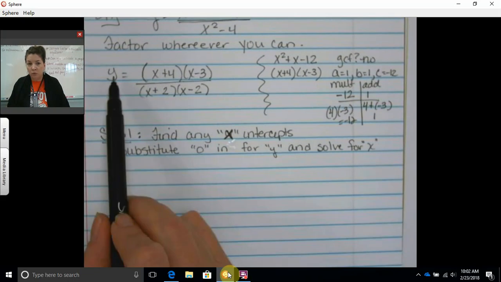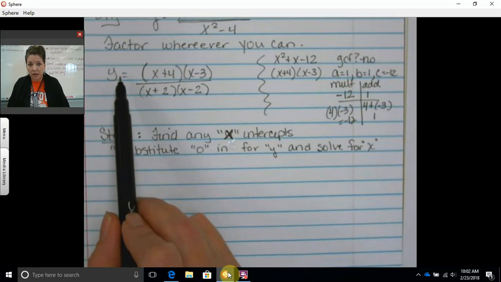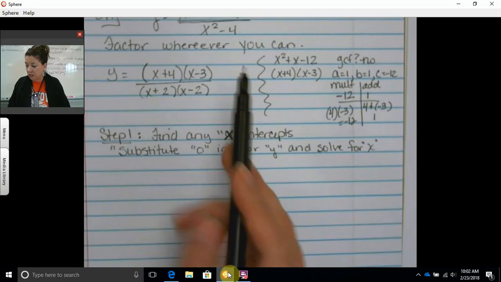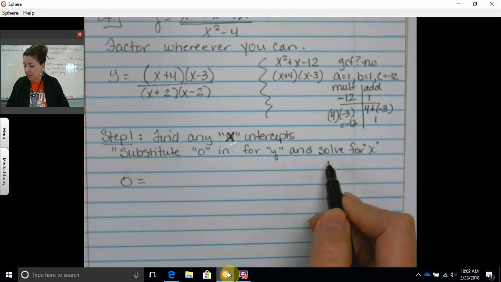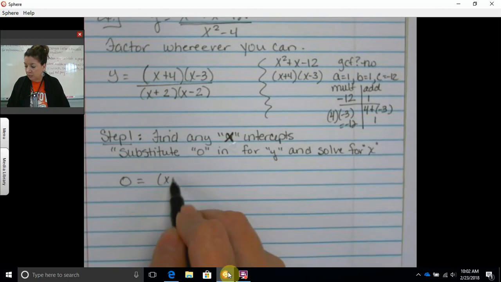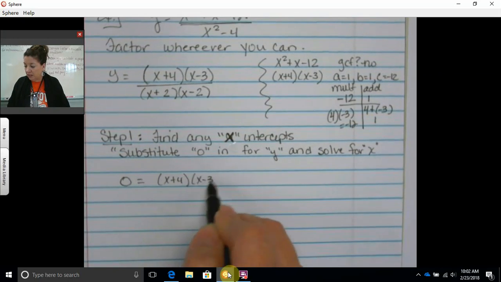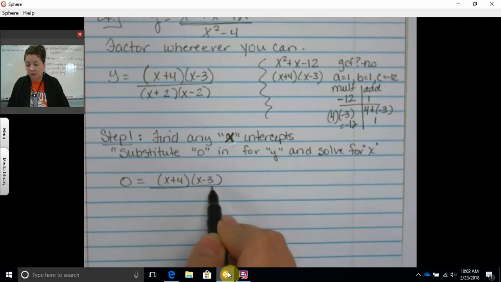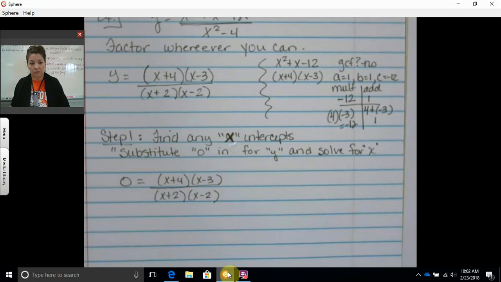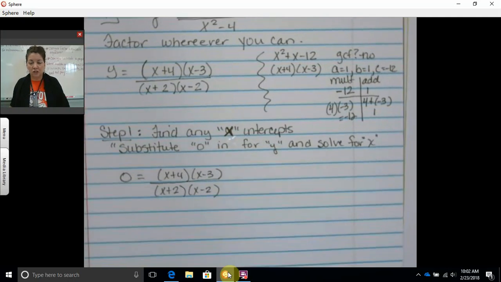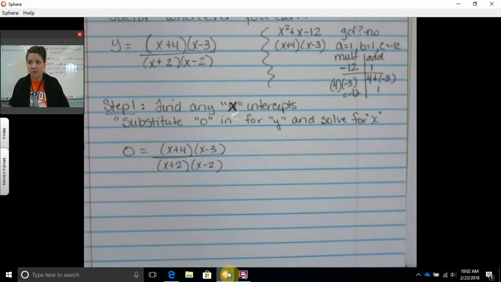So I have y, I only have one y over here, correct? So I can rewrite that if I want, or I can just say, just look up here, 0 equals, because it said substitute 0 for y, (x plus 4)(x minus 3) all over (x plus 2)(x minus 2). Now, we know how to solve rational equations. We just did this last class, and the class before, didn't we? Denominator, can anything be factored?